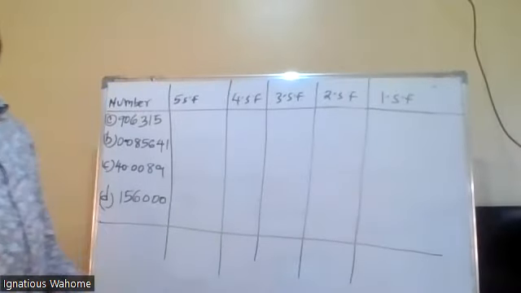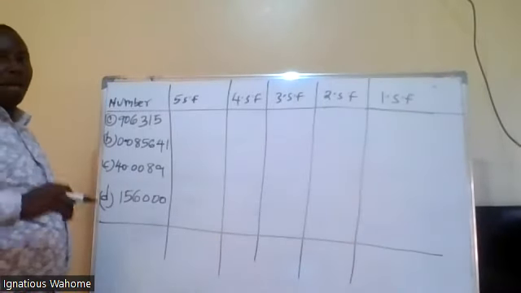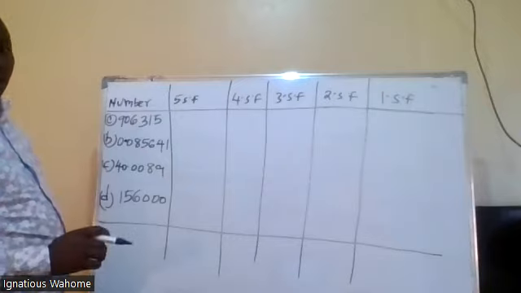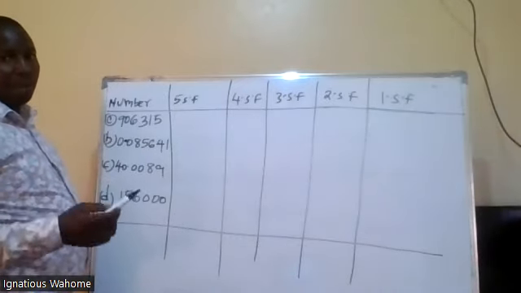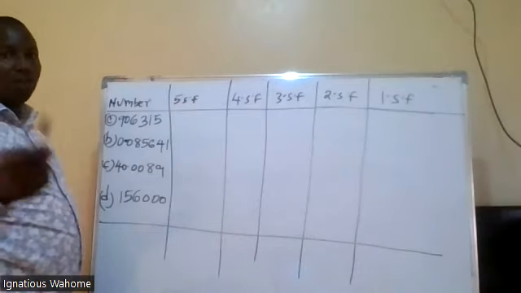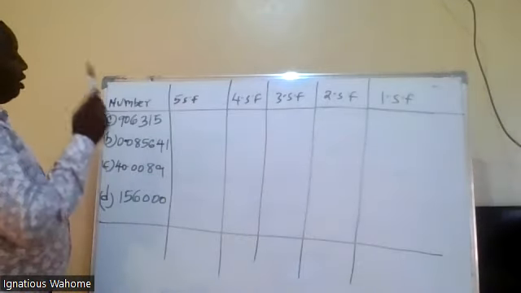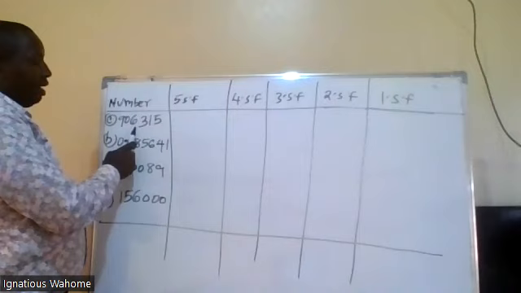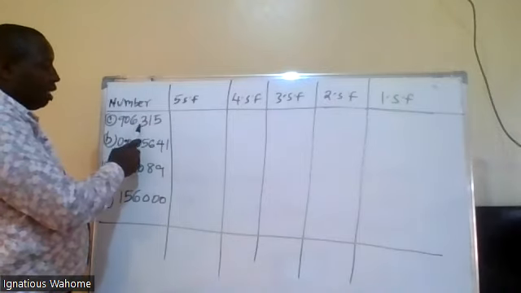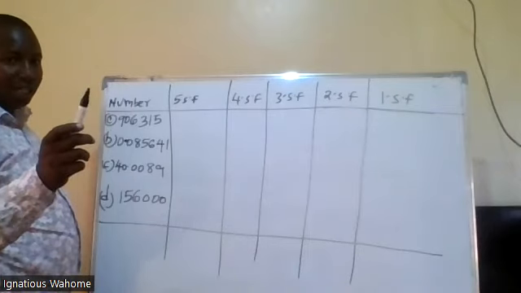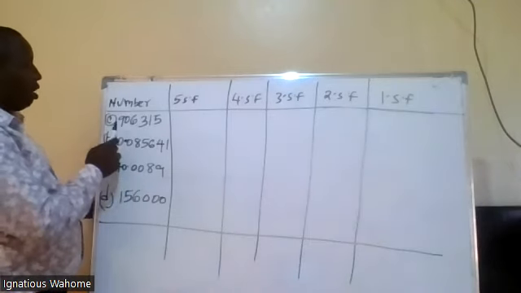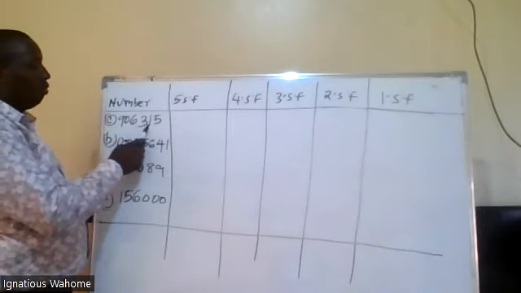Now, this is where we write these numbers into various significant figures. We are told we write the first one into 5 significant figures. The number is 906,315. Five significant figures. Start from the first countable: 1, 2, 3, 4, 5.